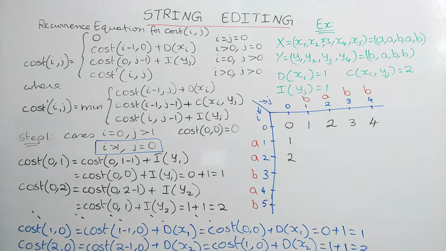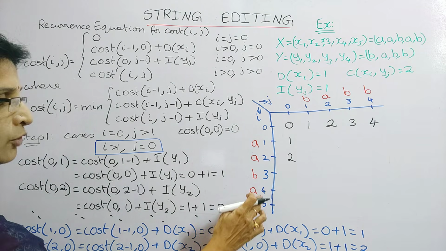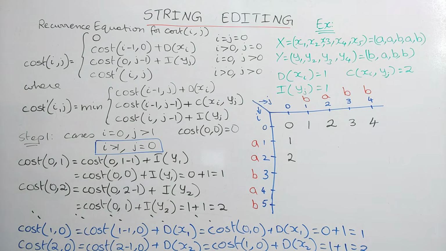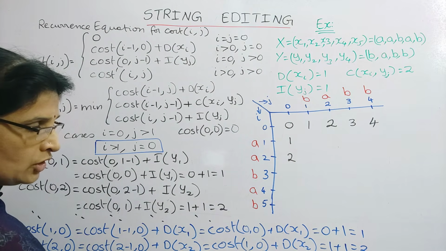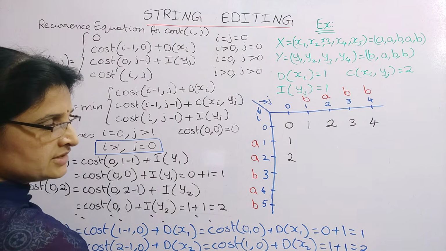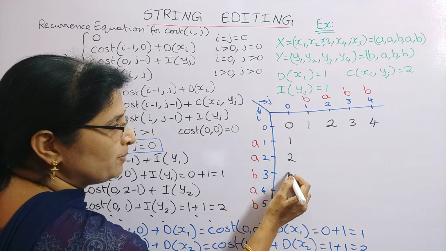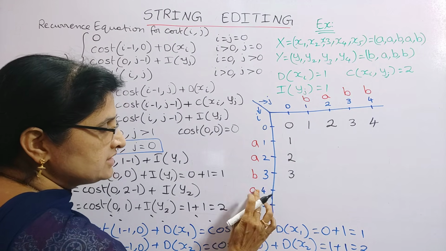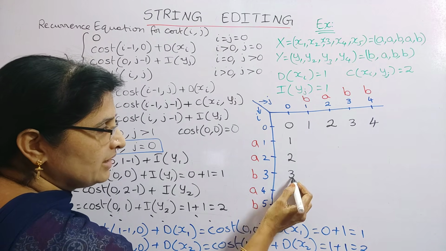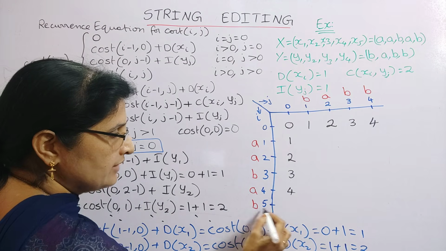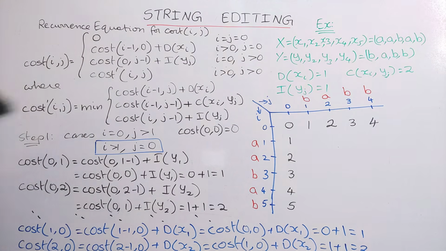Similarly, you should also compute for 3, 4, 5. So for 3 it will be cost of 2 comma 0 plus d of x3. So that is 2 plus 1. It will become 3. And similarly for 4 also it will become 3 plus 1, 4. And for 5 it will become 4 plus 1, 5. So this is the first step what you have to do.